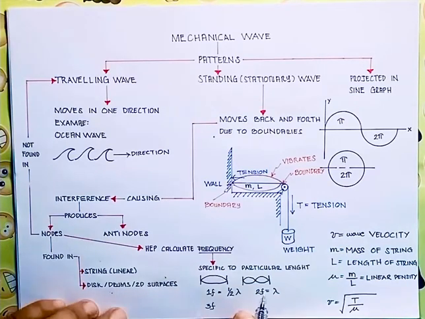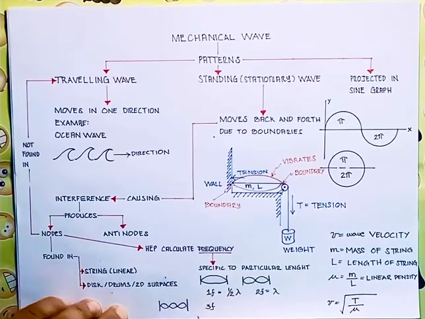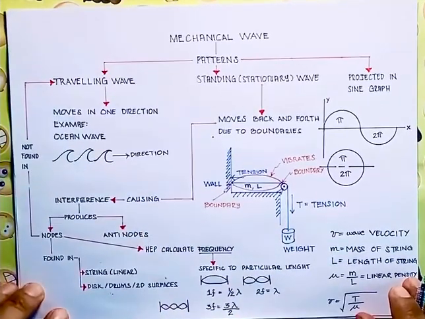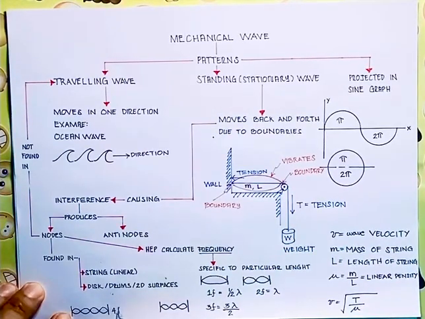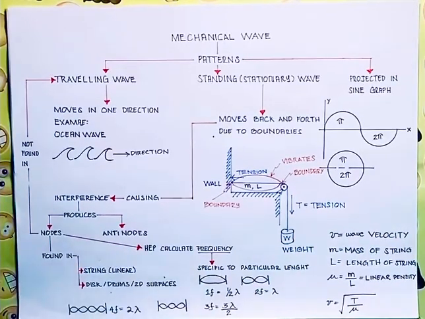And for the third harmonic, also known as the second overtone, this is given by the formula 3F is equal to 3/2 times lambda. For the fourth harmonic, also known as the third overtone, this is given by the formula 4F is equal to 2 times lambda. So that's it.